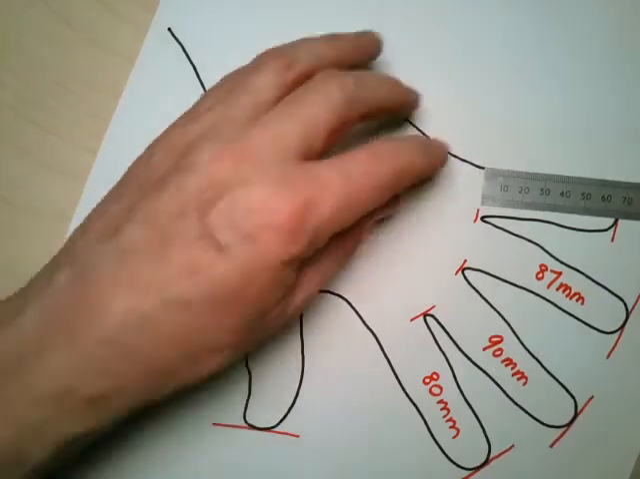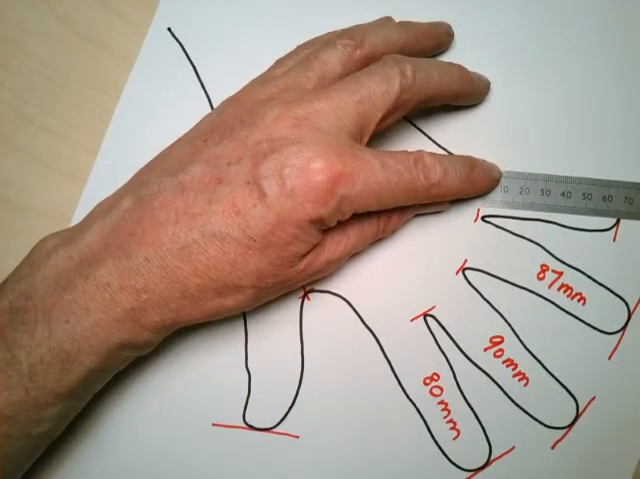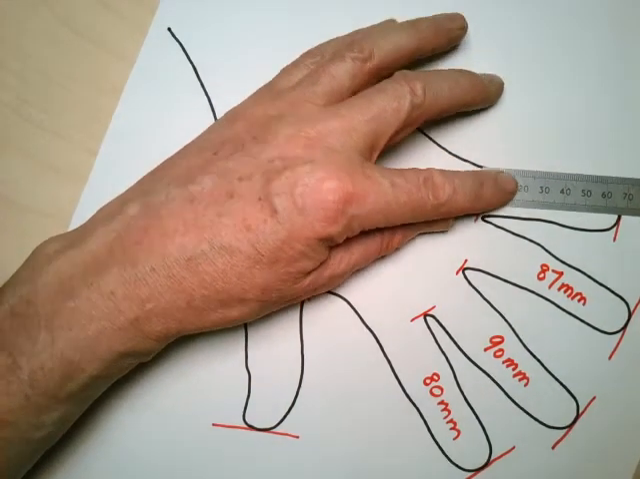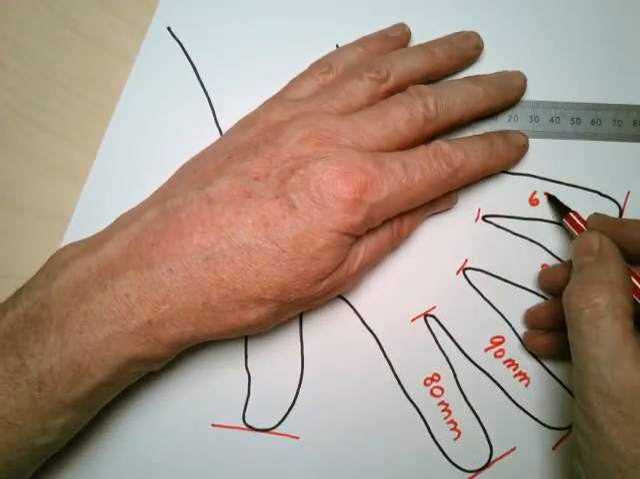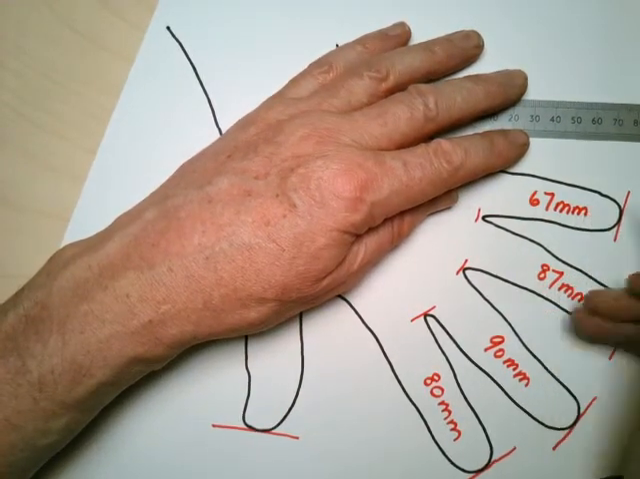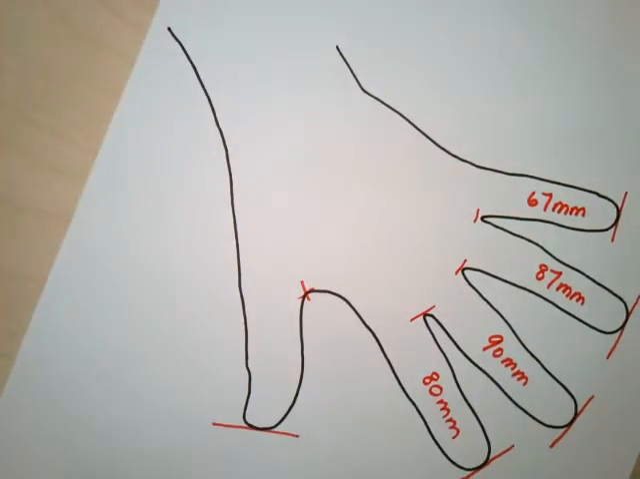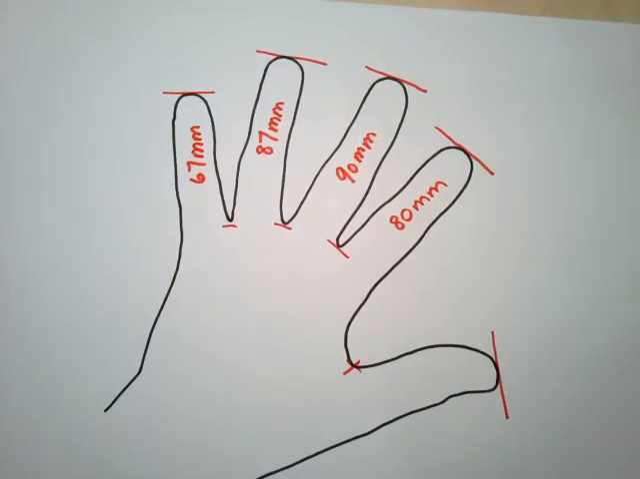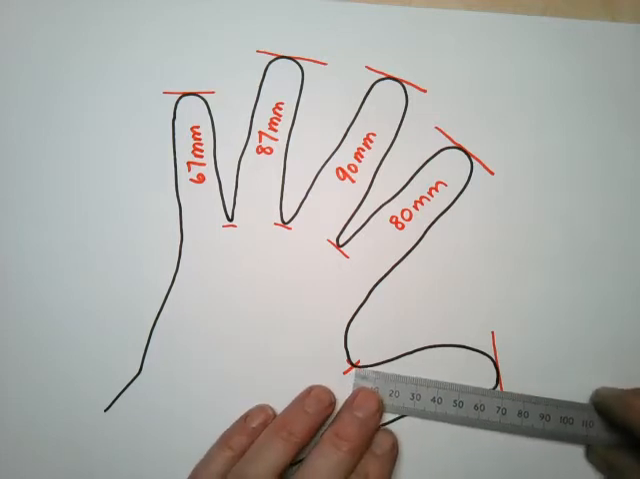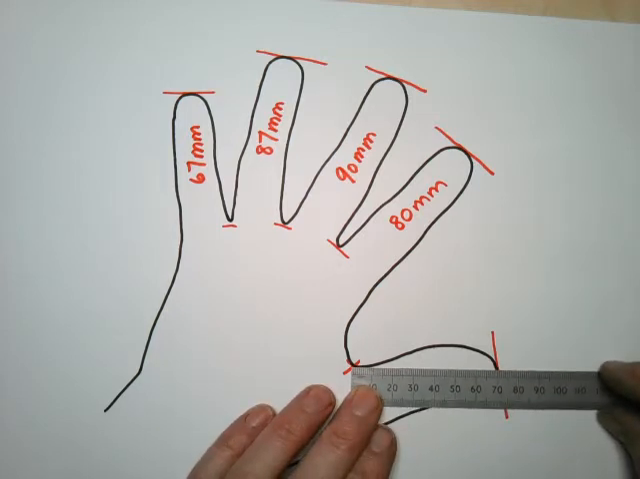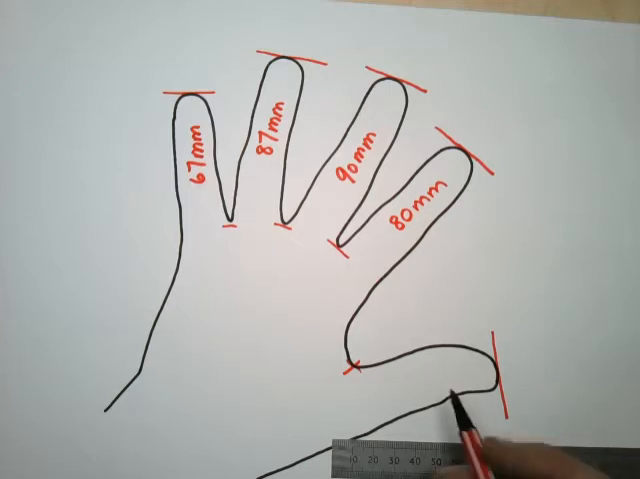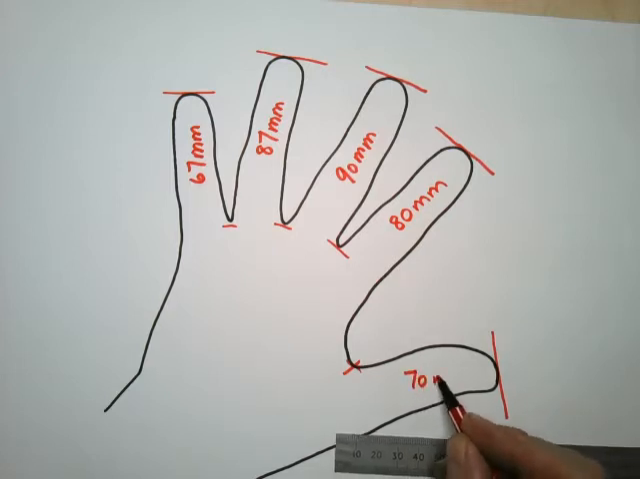And for the little finger, it is 67 millimeters. For the thumb, it is 70 millimeters. So we've now measured the length of all of our fingers.